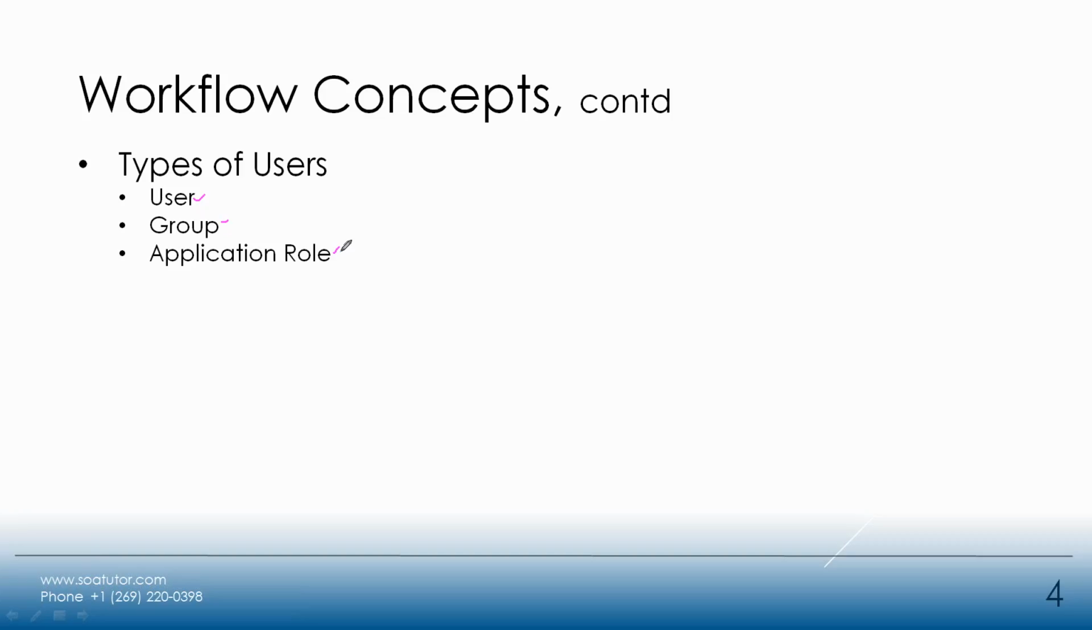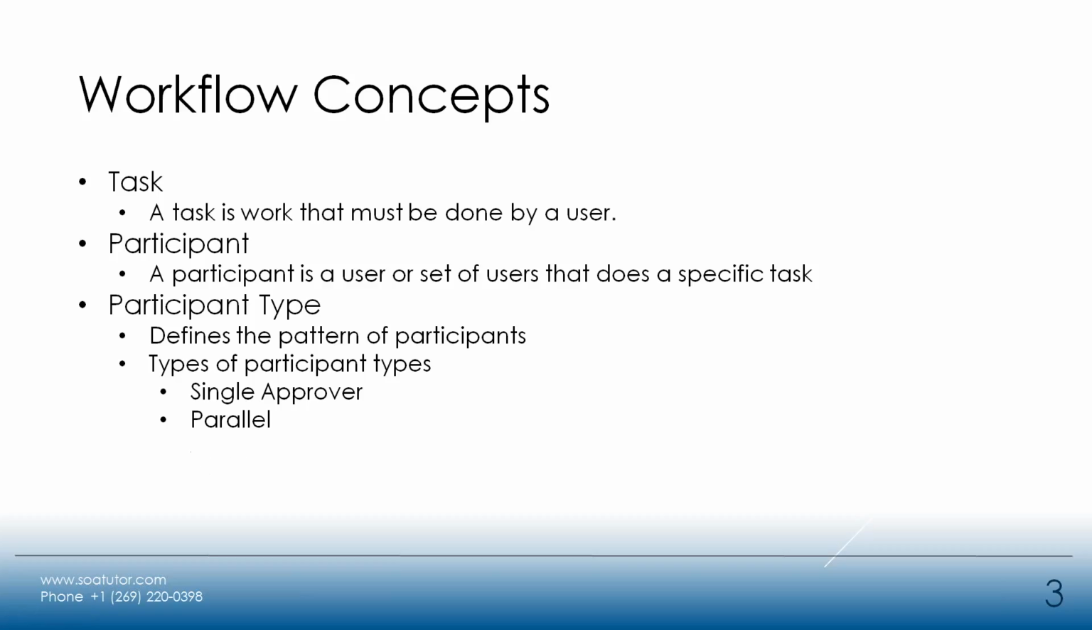Now the assignments can happen in different ways. So let me show you how the assignments can happen. Why is it not showing? Okay. So what are the different participant types?